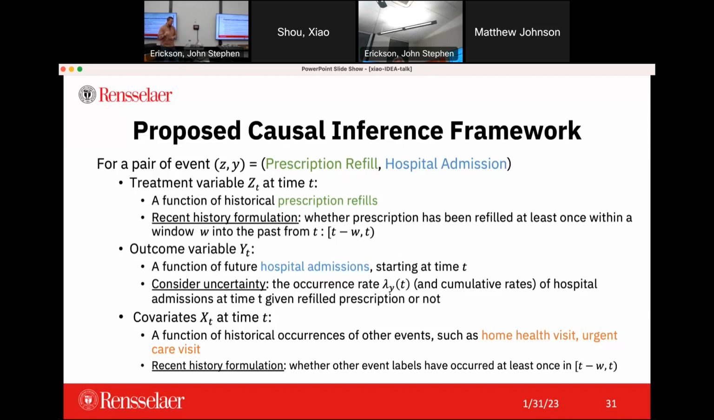And then we have to adjust for the covariates. We define the covariate at time t using the recent history formulation: if I observe in that window that the covariate event occurs, then I say this is a 1. If not, then this is 0. This is also used to make sure that when we draw a causal conclusion, the covariates match.